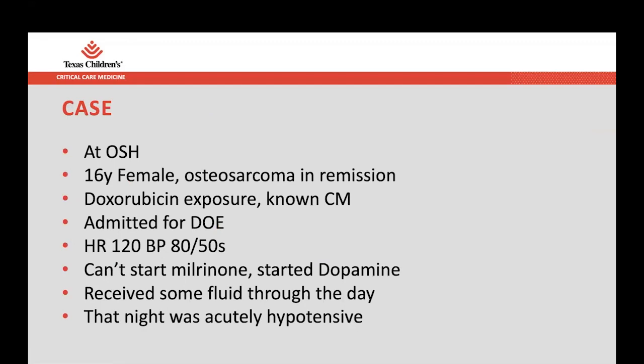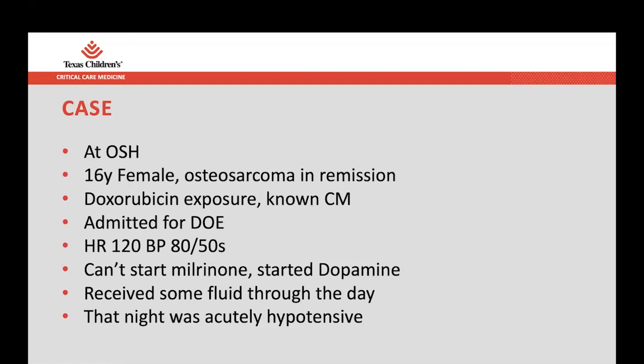Another outside hospital case. This was a 16-year-old female who had osteosarcoma in remission, was well treated from that standpoint, had a known doxorubicin exposure, and then developed chemotherapy-related cardiomyopathy, and was admitted for dyspnea on exertion and shortness of breath. Heart rate was in the 120s with blood pressures 80s over 50s.